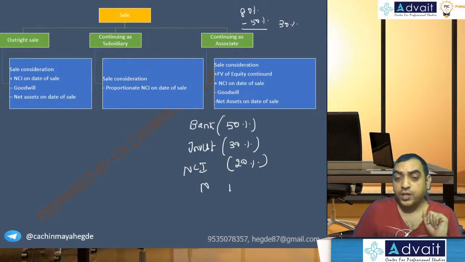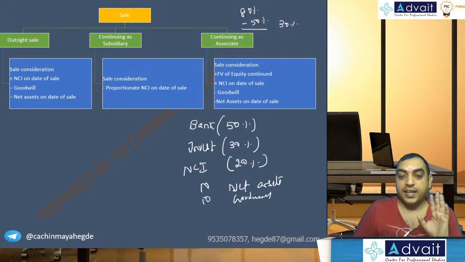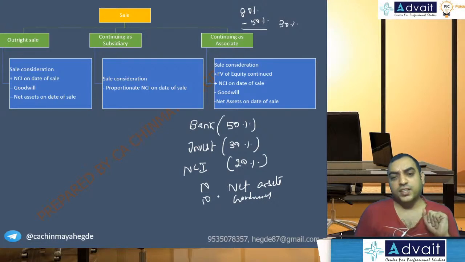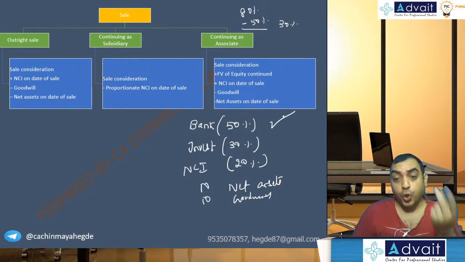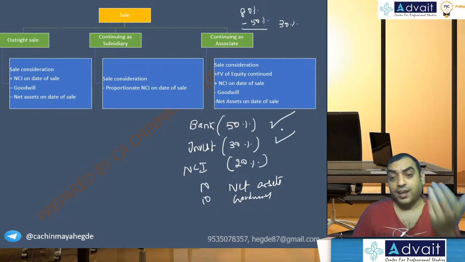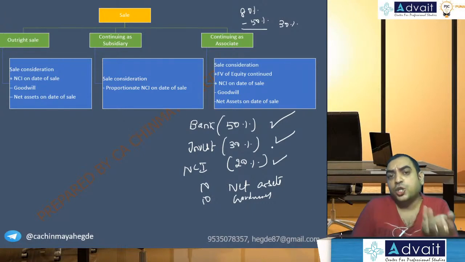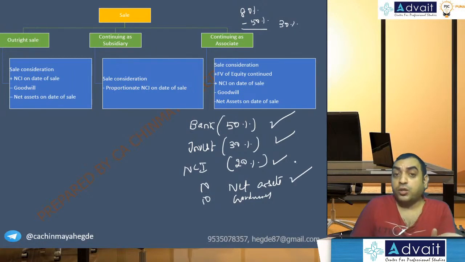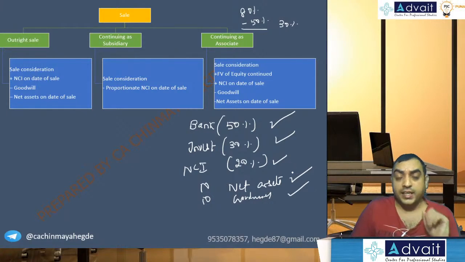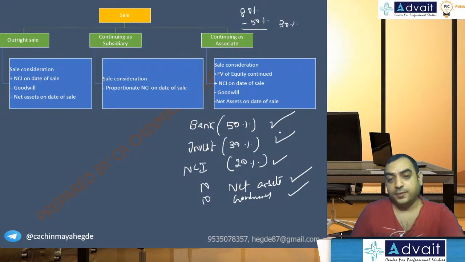Second, net assets are derecognized, goodwill is derecognized, and profit or loss, you transfer it to reserves and surplus, you recognize profit or loss. So 50% sold, 30% unsold, transfer it to investments. NCI, whatever is there, take it out, derecognize, you're no more a holding company, no more NCI. And net assets, you're not a holding company, you cannot take their net assets. Goodwill cannot be there because it is no longer a subsidiary.